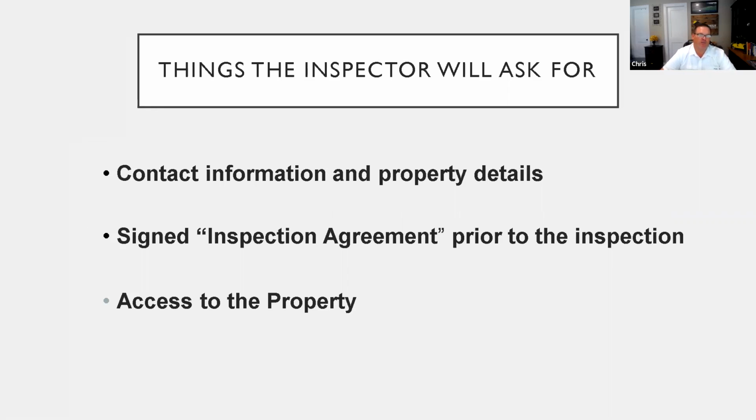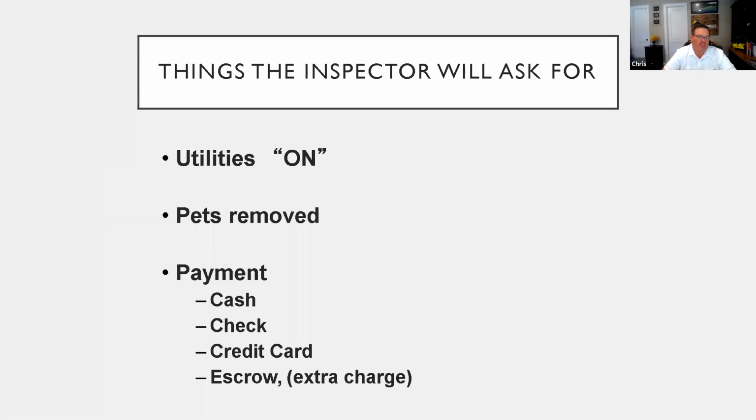So things we're going to ask for is contact information, property details. We have to have the signed inspection agreement. It says prior to the inspection. Trek says it's prior to the inspection. Doesn't always happen. A lot of the times we finish the whole report, we send it to the client, and the client goes to open the report. It says, oh, you can't get your inspection report because you haven't signed the agreement. They click on it, DocuSign it, they get it. So it doesn't always happen before the inspection. And then we need access to the property. Utilities on, pets removed. I told you we take all kinds of payment. We don't do escrow anymore.